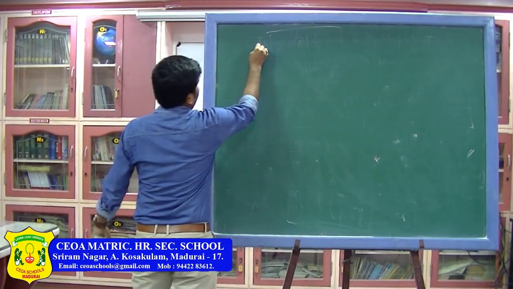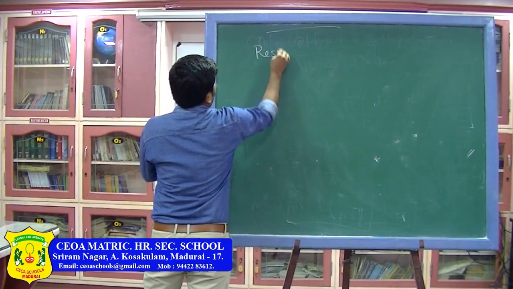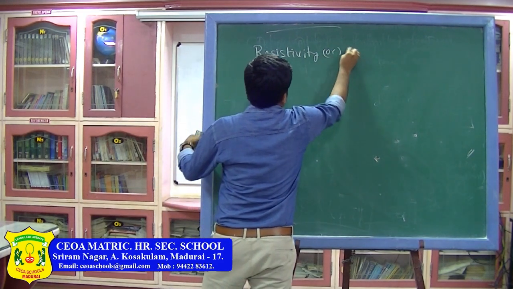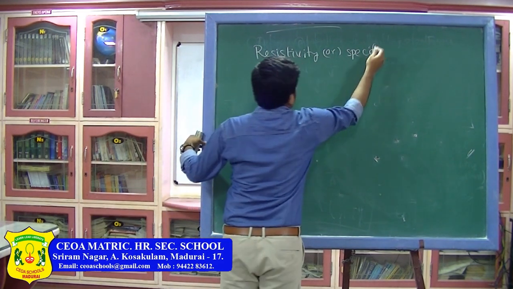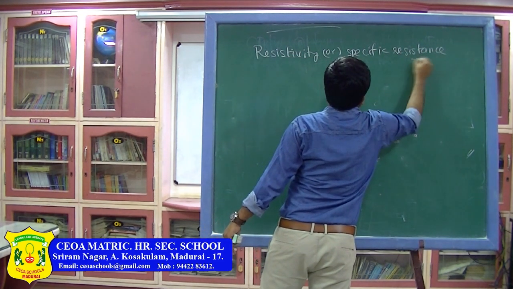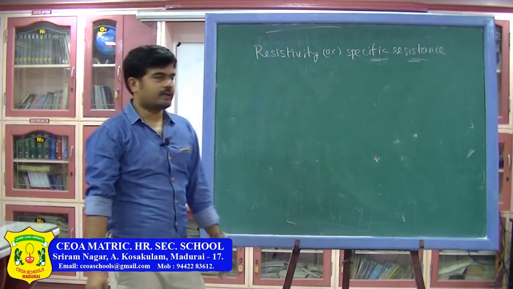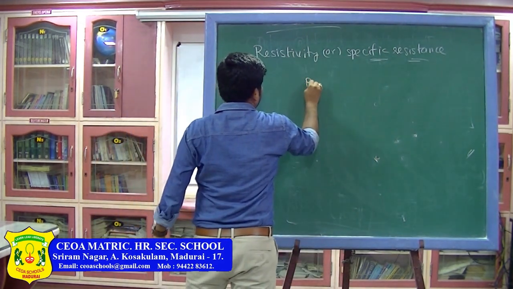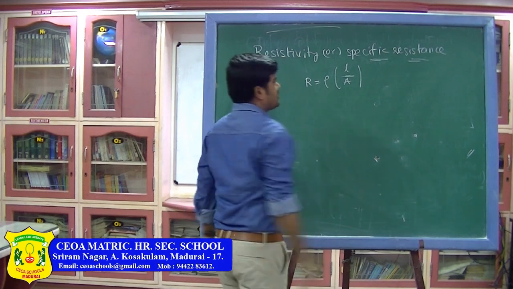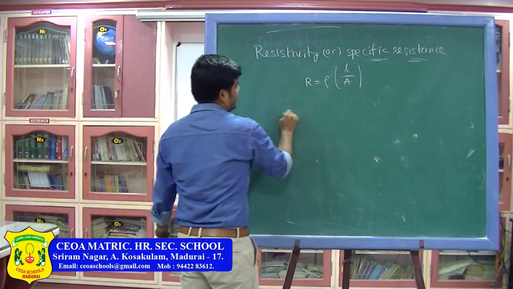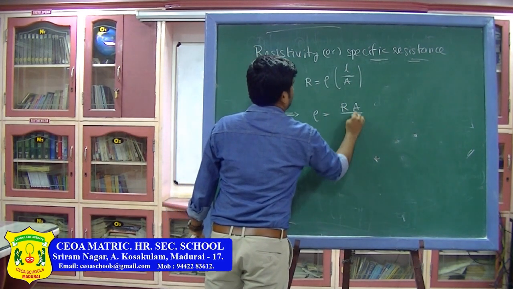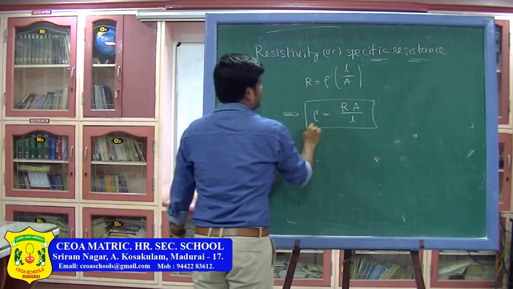Now, next concept is electrical resistivity. Simply I will write resistivity, or sometimes you can call it specific resistance of the material. So, now we know that resistance R is equal to rho L by A, where L is length and A is the area of cross section. Now, from this we get the value of electrical resistivity, that is rho is equal to R A divided by L. So, this is the expression for electrical resistivity.